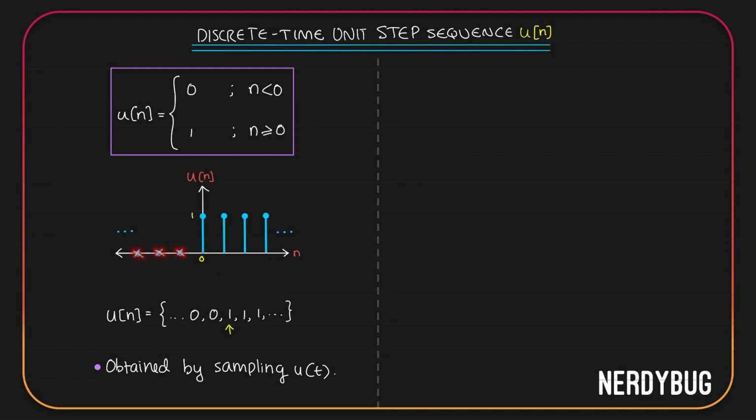Till -1, we have 0. After 0, we have 1 forever. It can also be written as a sequence like this. We have 0 until -1, and after that we get 1 forever. This is obtained by sampling u of t.